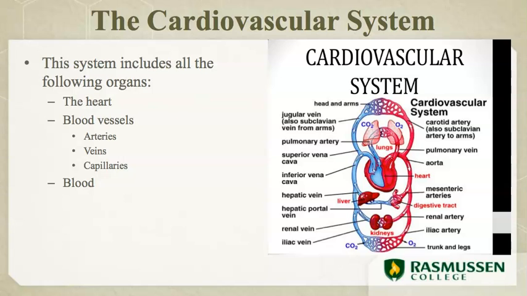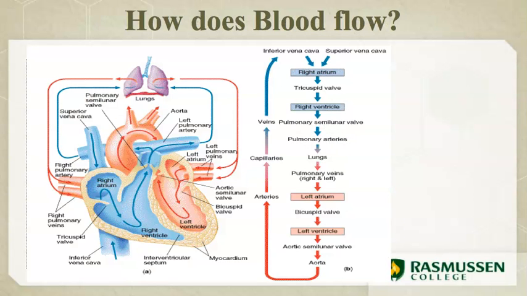Blood vessels form a closed pathway that carry blood from the heart to all the cells of the body, and then back again. Blood vessels consist of arteries, veins, and capillaries. So now that we understand that piece of it, and we know what the cardiovascular system consists of, we need to discuss how blood flows through the heart.